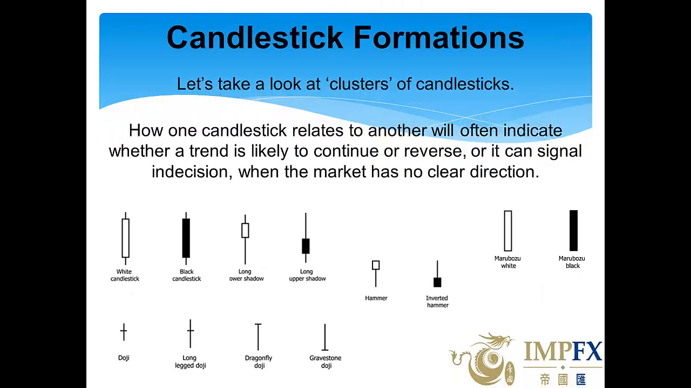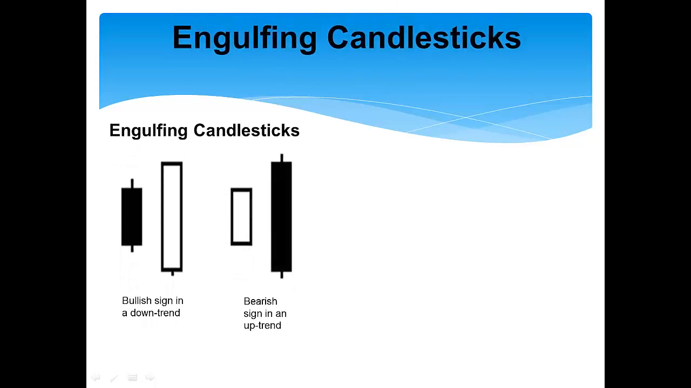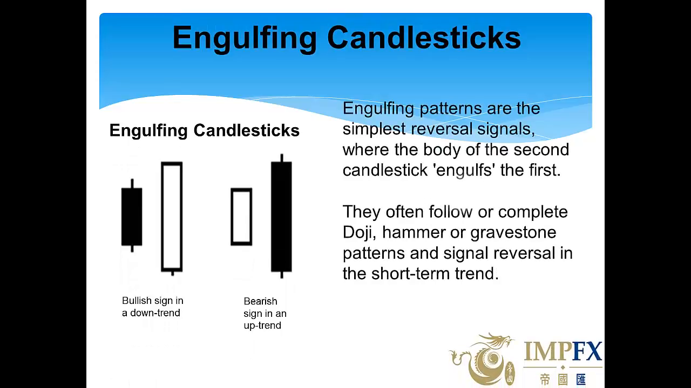So let's take a look at clusters of candlesticks. How one candlestick relates to another will often indicate whether a trend is likely to continue or reverse, or it can signal indecision when the market has no clear direction. Engulfing candlesticks. Engulfing patterns are the simplest reversal signs where the body of the second candlestick engulfs the first.